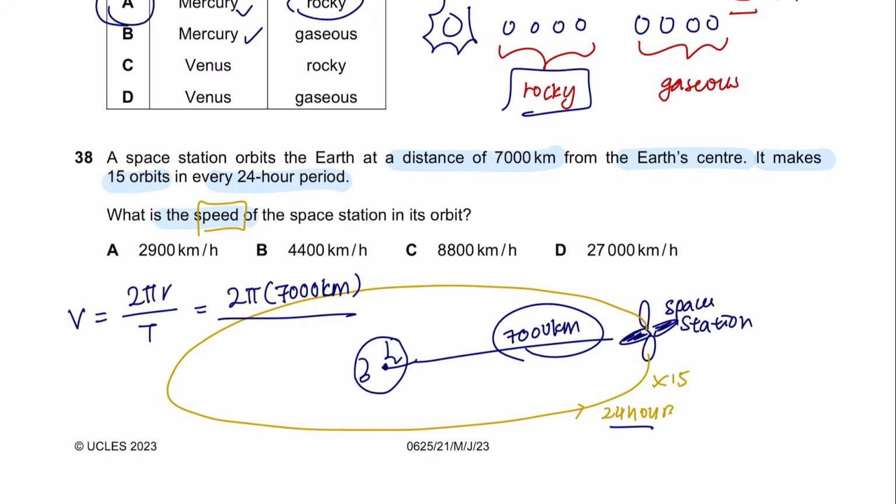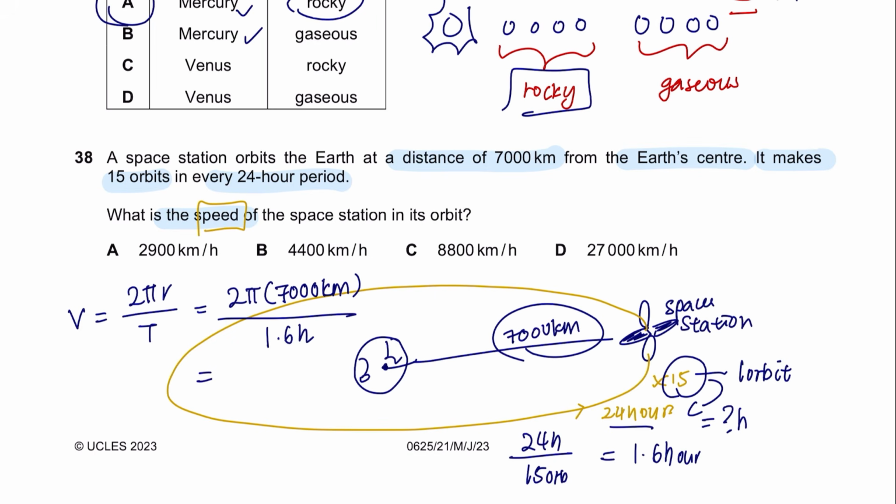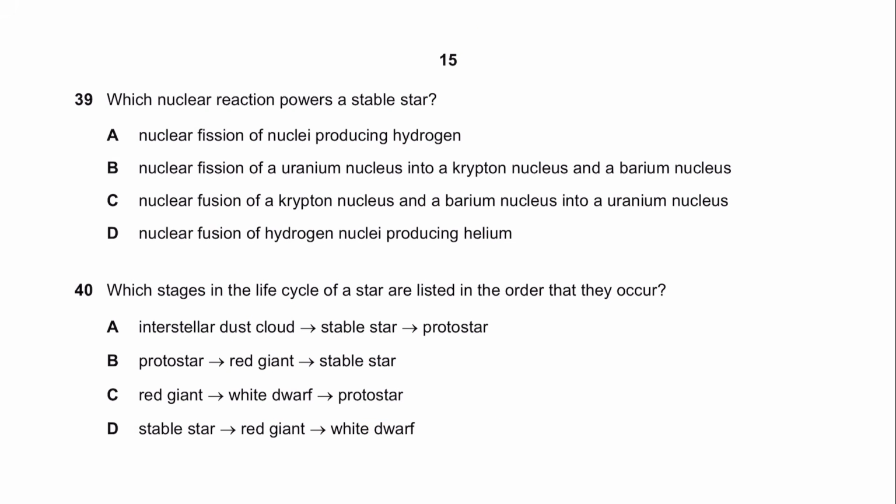And the time given here is 15 orbits for 24 hours. However, to calculate the speed, we need to find out how many hours it takes to complete only one orbit. So to do this, we can calculate 24 hours divided by 15 orbits, giving us the value for one orbit, which is 1.6 hours. So the time here would be 1.6 hours. And you will get a value of 27,488, which is D.